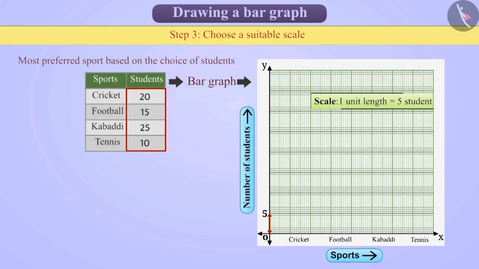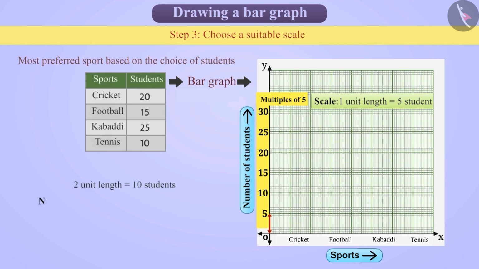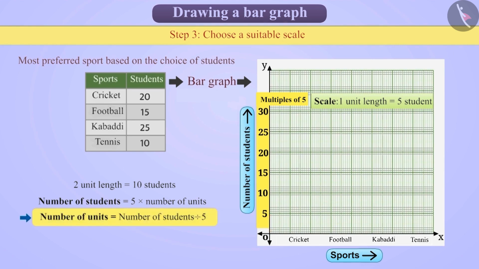Remember, the scale provides us with the convenience to draw a bar graph. Since we have taken the scale 1 unit length is equal to 5 students, we mark multiples of 5 along the vertical line to represent the scale as 1 unit length is 5 students. The length of 2 units represent 10 students. Therefore, the number of students can be calculated by 5 multiplied by number of units. With this, we can also find the number of units by dividing the number of students by 5, which is the length of the bar.